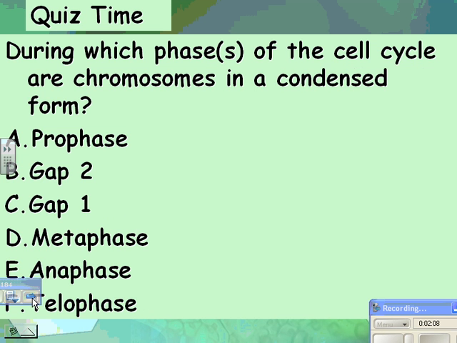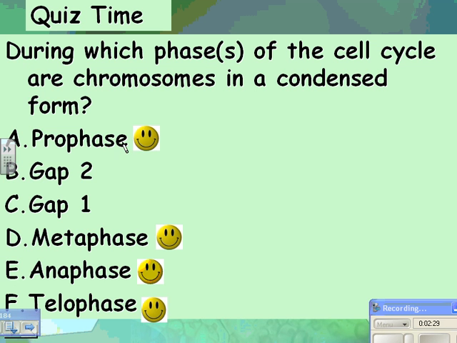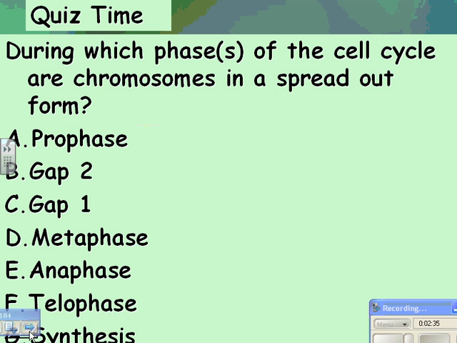Here we go. In which phase of the cell cycle are chromosomes in a condensed form? So that's going to be all of the mitosis things. Prophase is when they start to condense. That one really too. Metaphase, anaphase, and then in telophase they decondense, but they start condensed. In this one they start uncondensed and they condense. In this one they start condensed and they uncondense. In these two they're always condensed.